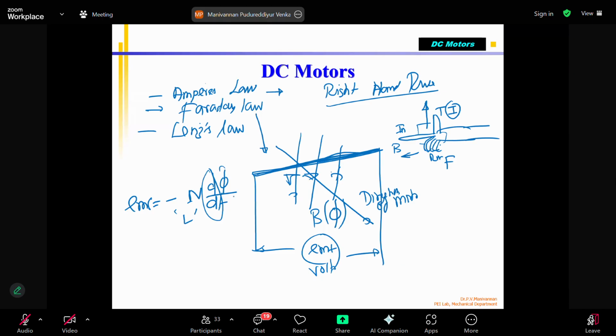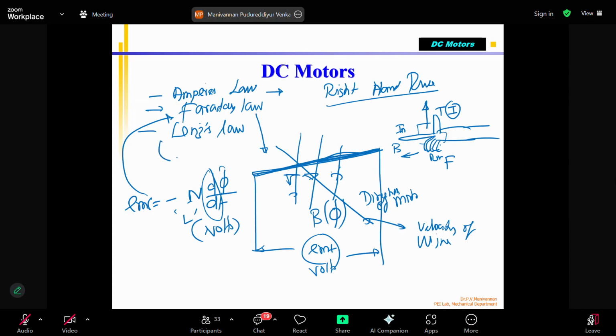dΦ by dt of the wire. That means what velocity? At what velocity the wire is cutting and moving across the field is going to decide the voltage, so that many volts will be generated. Correct? This was invented by Faraday. So in the electric generator, the working principle was invented by Michael Faraday.